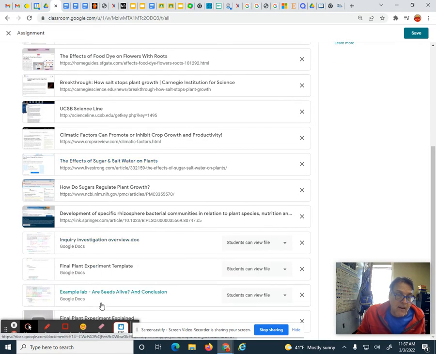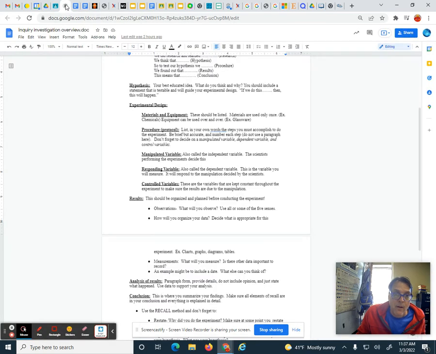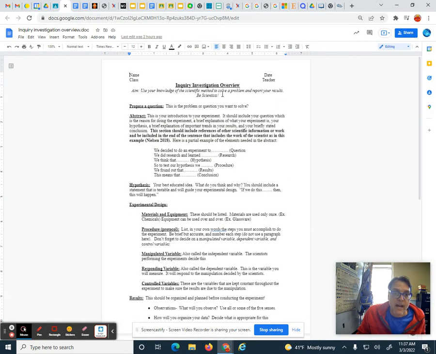So these other links down here are about the experiment. So let's go ahead and look at those now. The first one is the experimental design. It's called the Inquiry Investigation Overview. And what this document is for is to basically explain to you what each section's about. So you propose a question that says, this is the problem or question you want to solve. So it tells you what that is.